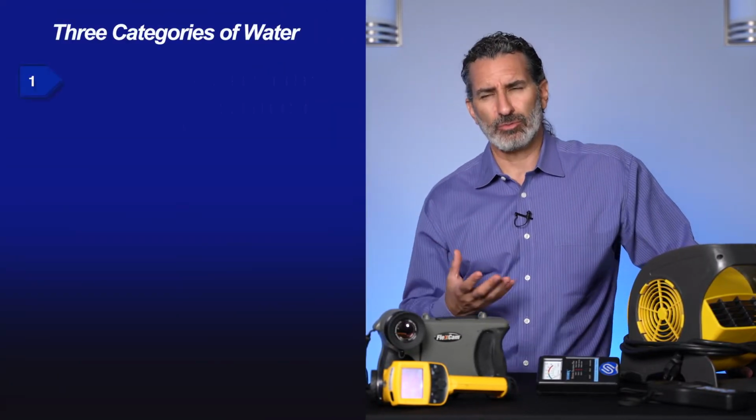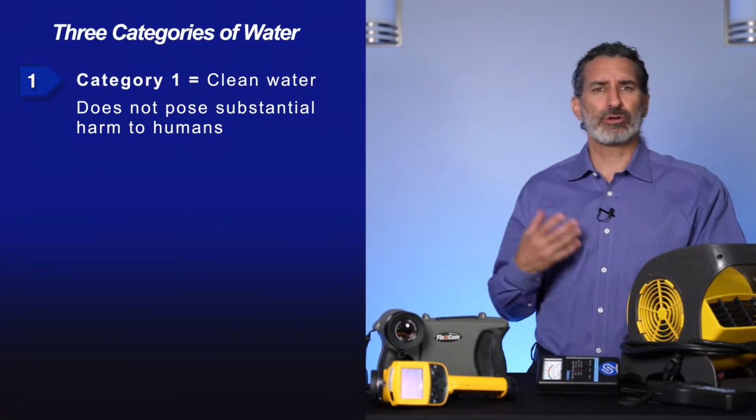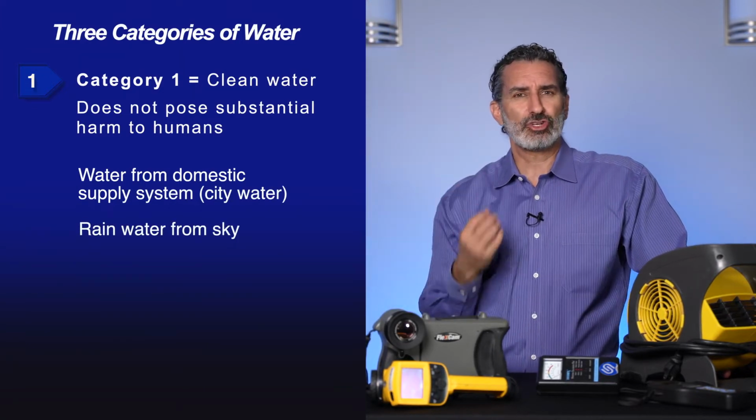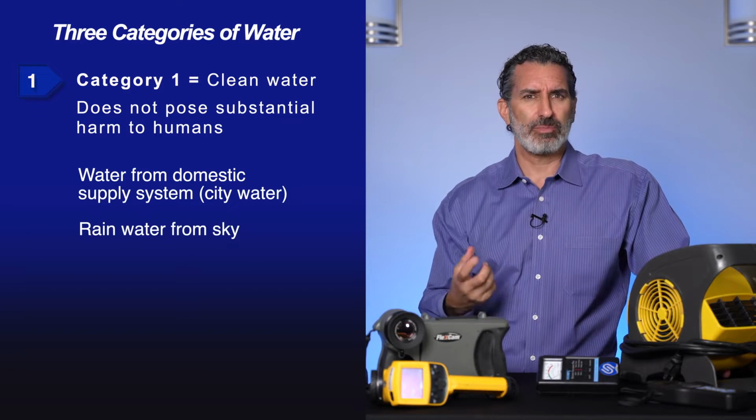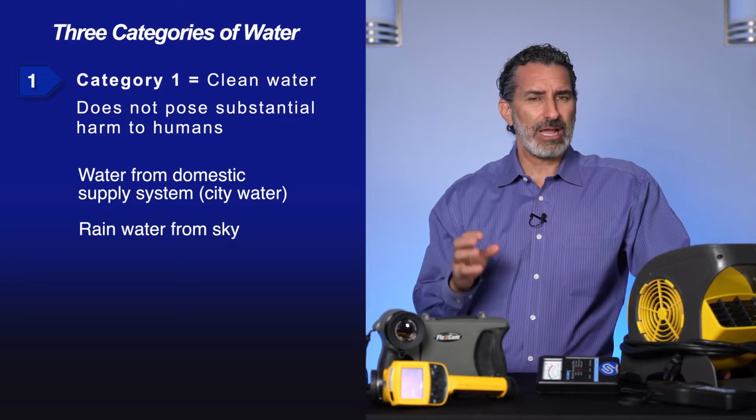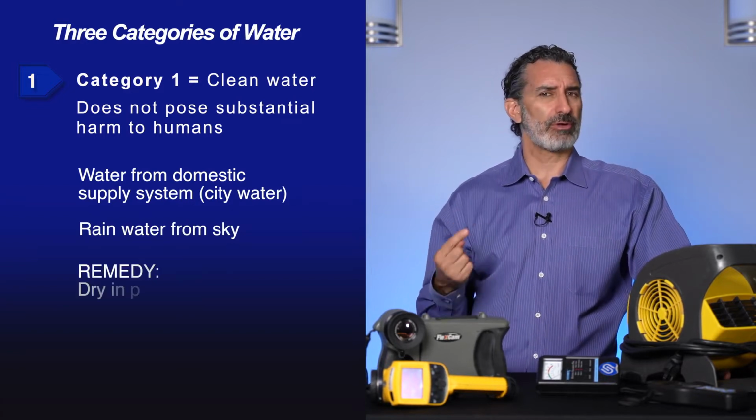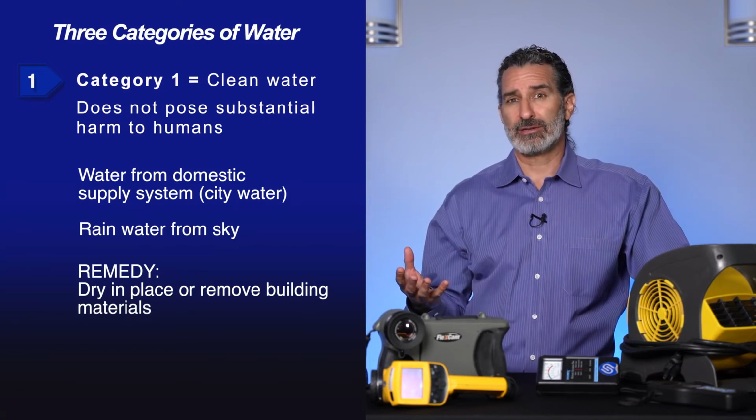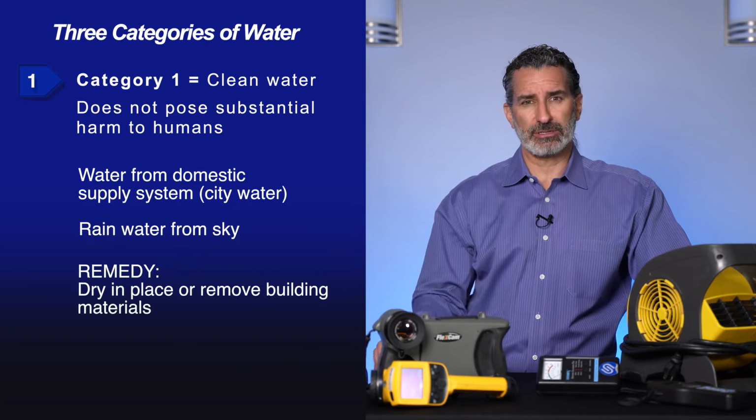Industrial hygienists, restoration professionals, the industry that revolves around prevention and response to water events, categorize water into three categories. Category 1 water, water that you can drink. Water from the domestic supply system, rainwater from the sky. It should pose no chemical and no biological hazard. If you have a water incursion with Category 1 water, clean water, you have the option to dry, and you have the option to remove building materials.